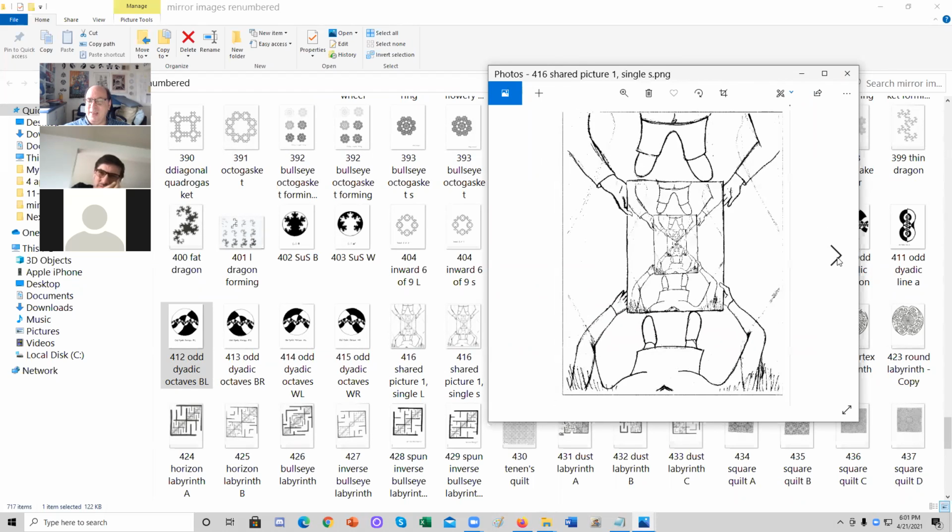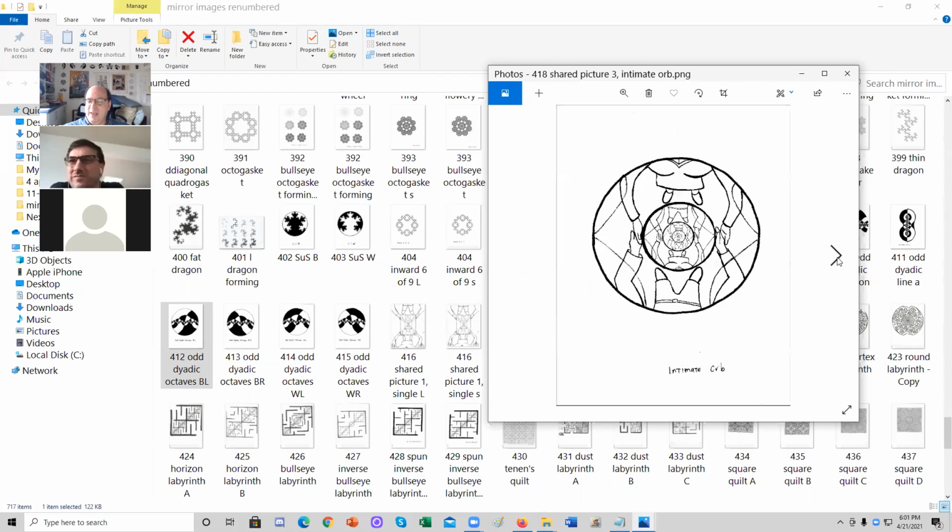Here's one I made, a very intimate orb. So I like it. You'll notice they're both seeing each other's noses, their own noses, and they're seeing the same thing from each other's point of view. So I think it's very intimate. And here's him, here's her, here's him, here's her, and so it alternates.